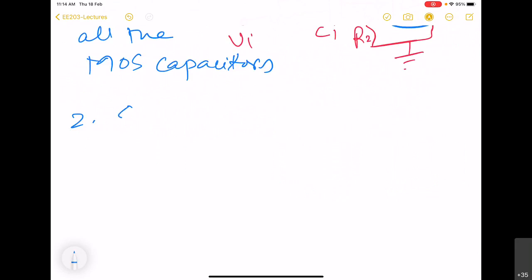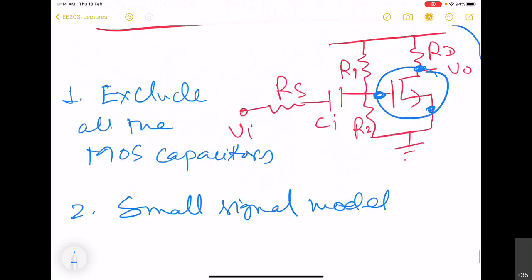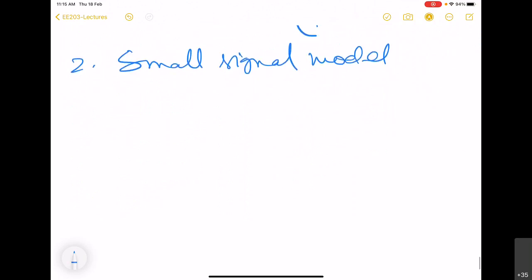So then draw the small signal model, and this time you will have to include these external capacitors, because as pointed out, these will be typically of the order of microfarad, so their impedance will be non-negligible. They will neither act like a short circuit nor like an open circuit, so they have to be there. So now we draw the small signal model of MOS.